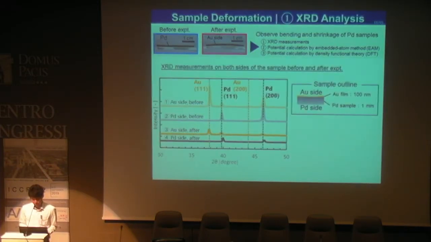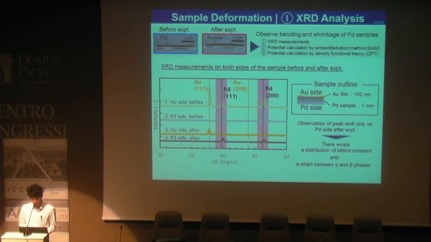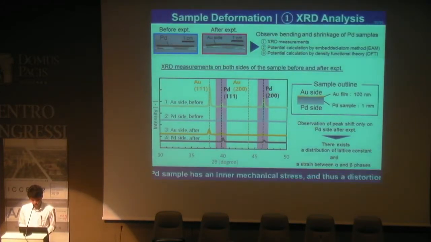First, we measured XRD from both sides of the sample before and after experiments. If you look at the figure, you will see the peak shifts only on palladium sides after experiments. Therefore, I think that there exists a distribution of lattice constants and the strain between alpha and beta phases. In summary, palladium samples have an inner mechanical stress, and thus a distortion.